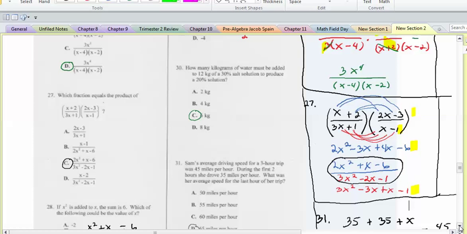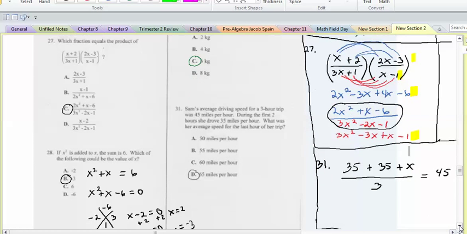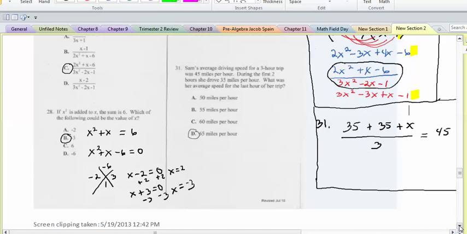28. Again, you might want to stop and study. Okay, so we have, if x squared is added to x, the sum is 6. So I went ahead and put it in a trinomial form where the x squared is first. So I went x squared plus x is equal to 6. I moved that over to make it a negative 6 to make a trinomial so that I could factor it.